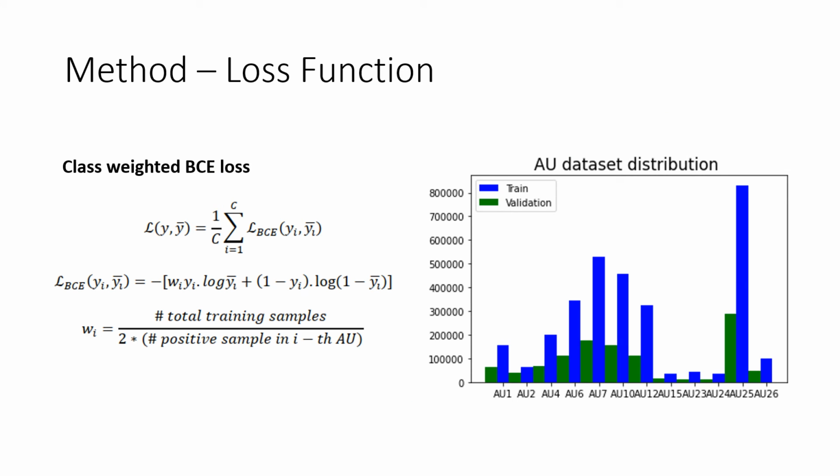Moreover, from the dataset statistics, we can see that the dataset is imbalanced. To solve the imbalance, we optimize the model with a class-weighted binary cross-entropy loss function. We calculate the weight of each class as the ratio of the number of total training samples over 2 over the number of positive samples of this class. Then we multiply the weight to the positive loss of the total loss.